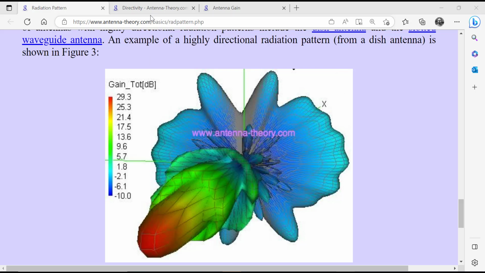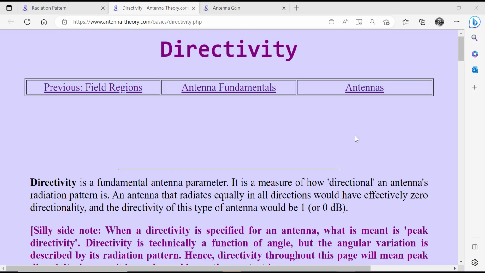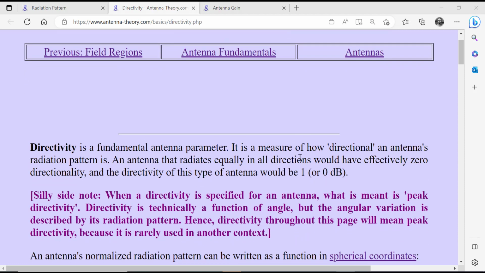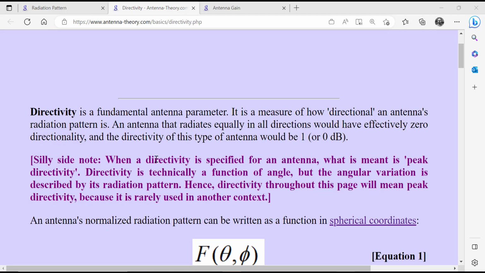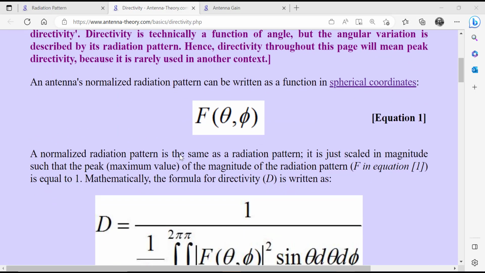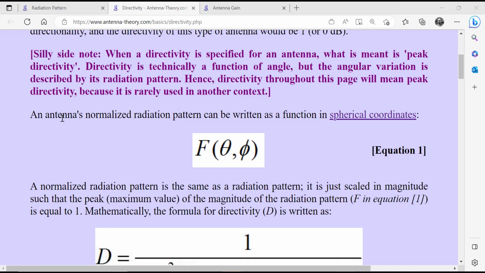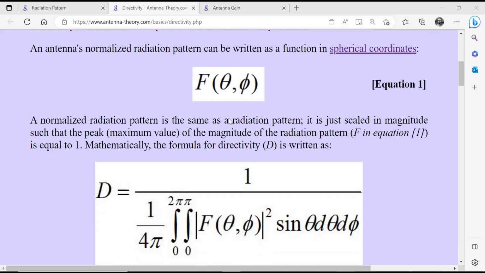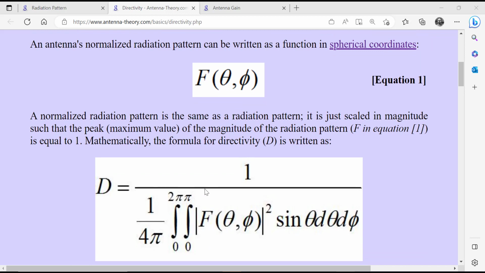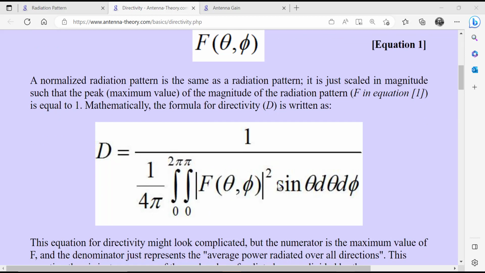Another definition was directivity. And directivity, as we know, is a measure of how directional the antenna's radiation pattern is. And these are definitions that we use to describe and compare different antennas. We talked about spherical coordinates and how an antenna's normalized radiation pattern can be described as a function, and then that directivity is related to that function with some integration taking place.